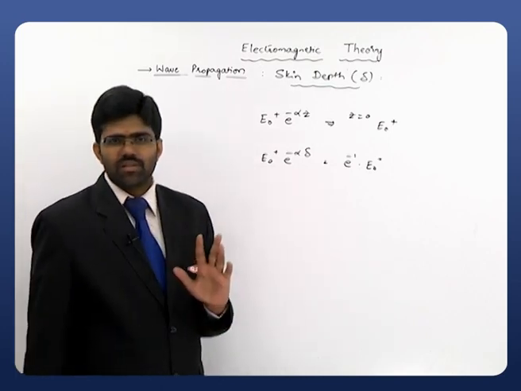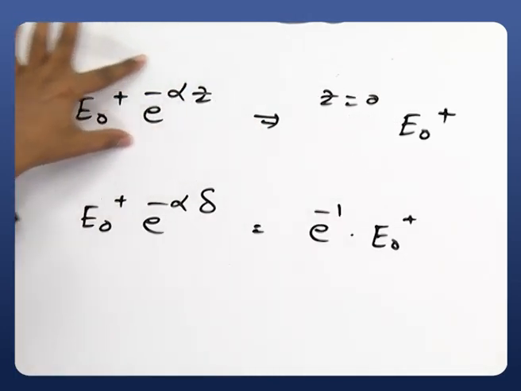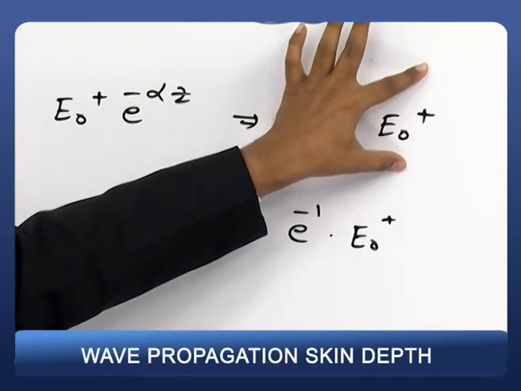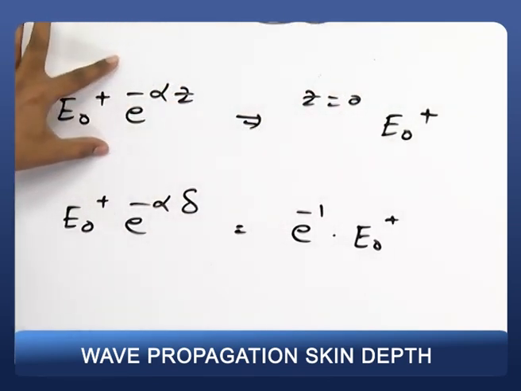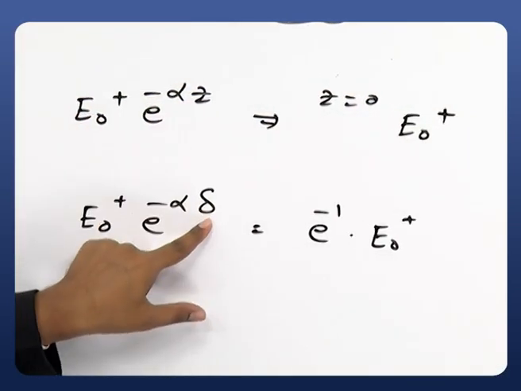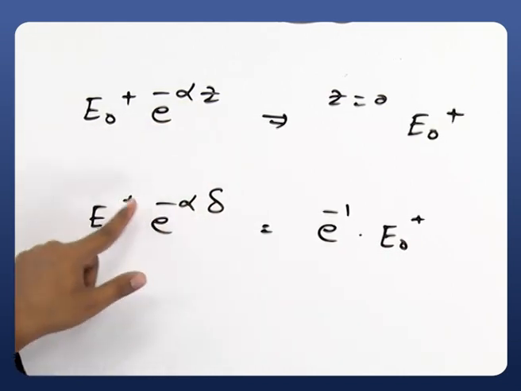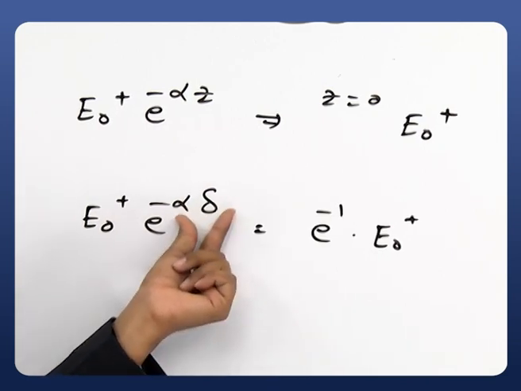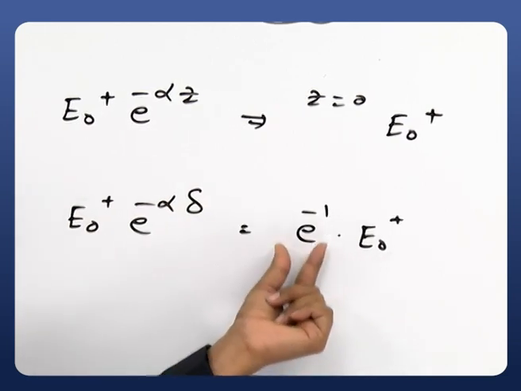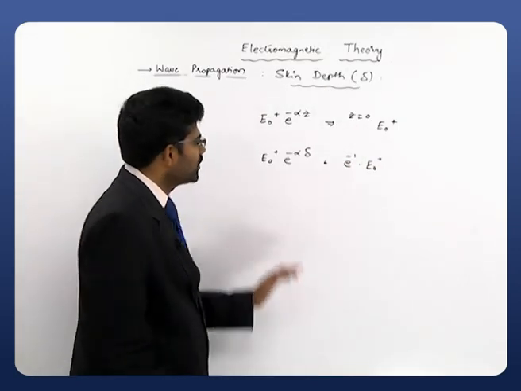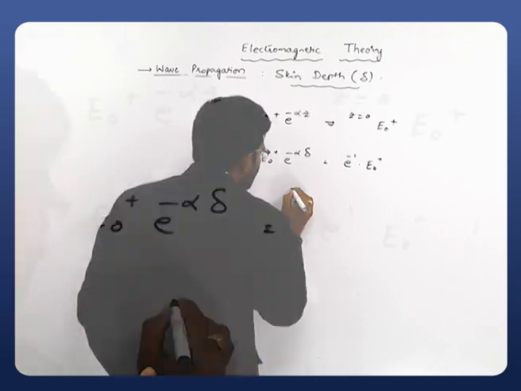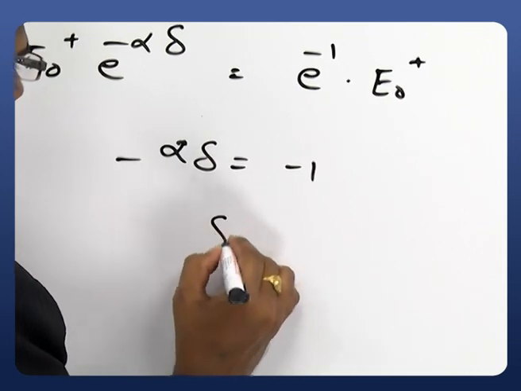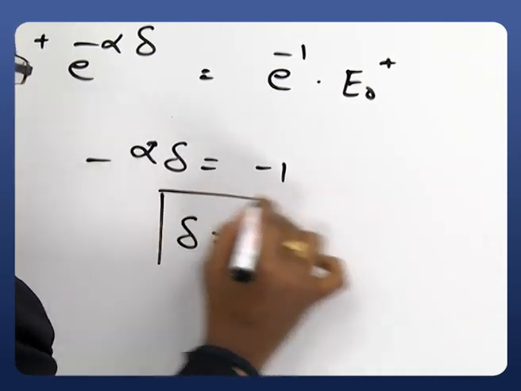Just observe what I am doing, nothing more than that. I am taking the wave amplitude quantity, and from it I get the initial value, E naught plus. Now this amplitude quantity has traveled for how much distance? Delta distance. That's why I replace z with delta. After traveling this distance, what is the quantity equal to? E power minus 1 times the initial value. Just compare them. If you compare them, what do we get? Minus alpha delta is equal to minus 1, which corresponds to delta equals 1 by alpha.